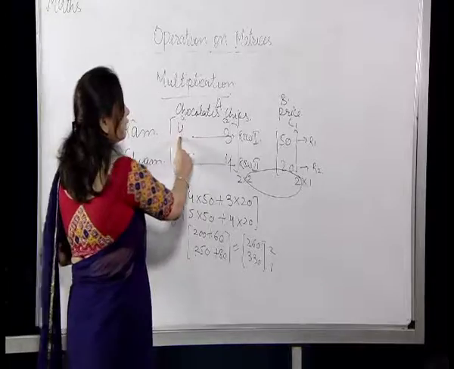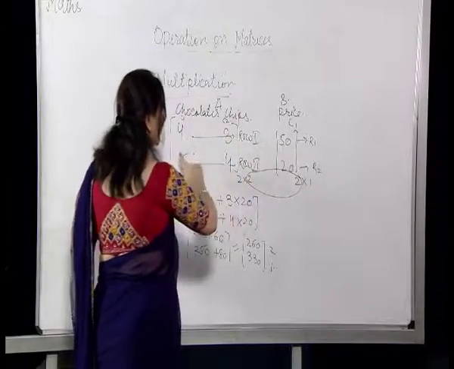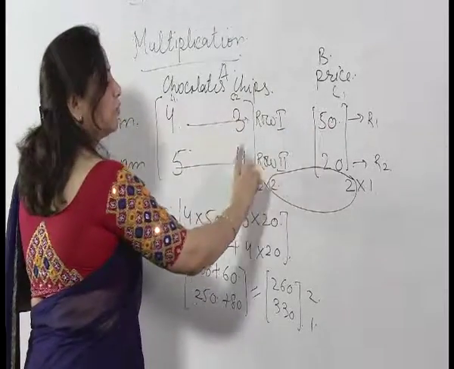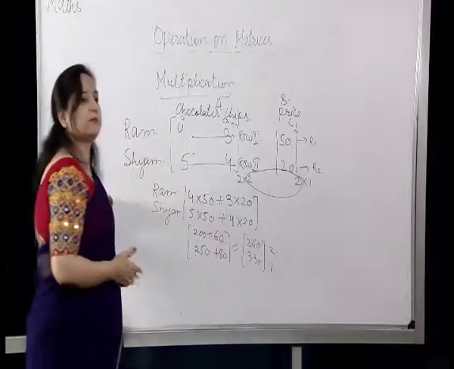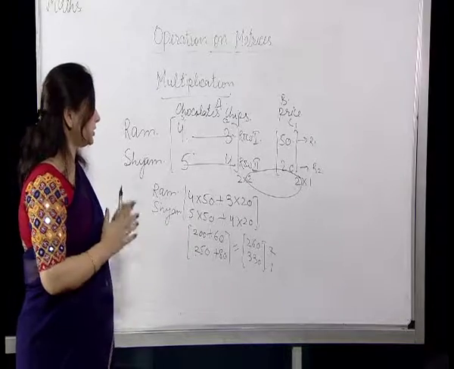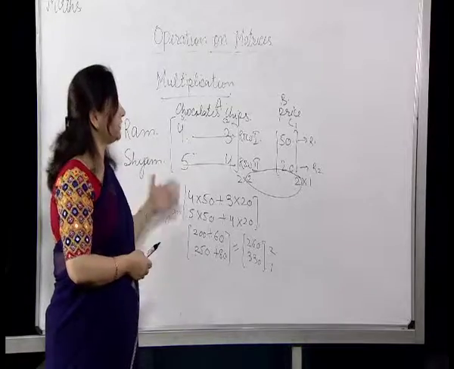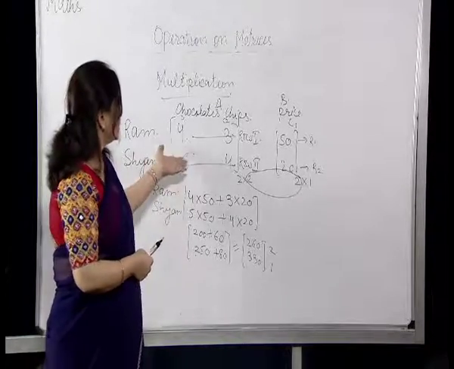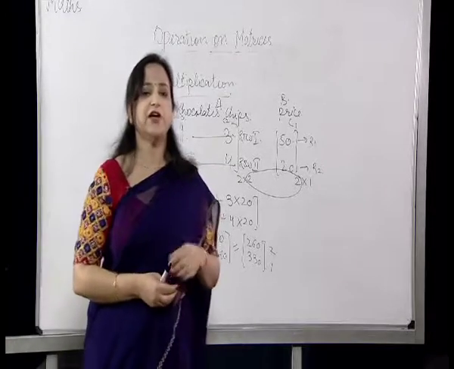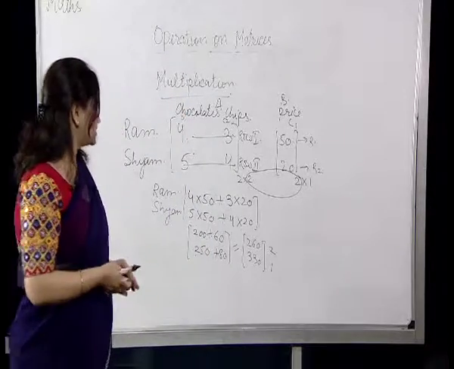You can see 4 into 50 plus 3 into 20. Then you will take up the second row, 5 into 50 plus 4 into 20. This is matrix multiplication. This is how we multiply the two matrices to find the total amount. We can express our income and expenditure also in terms of matrices, and we can find the profit gained by us.